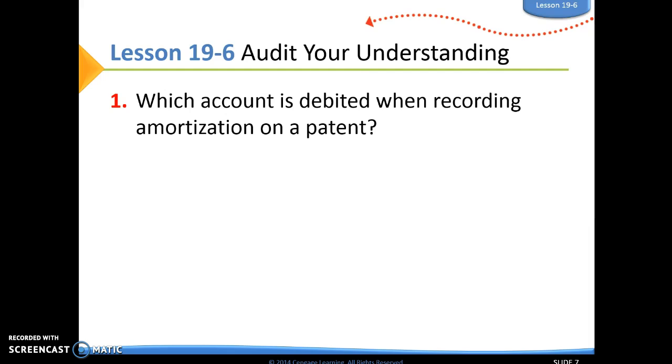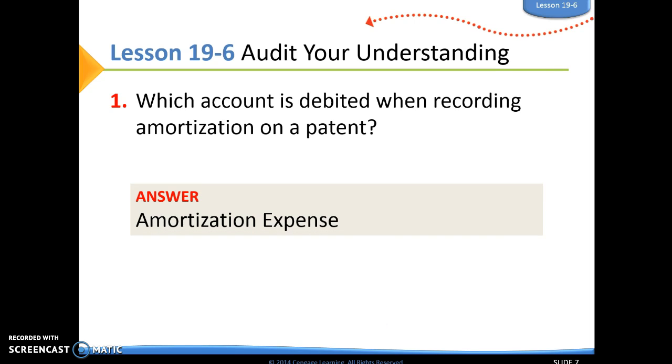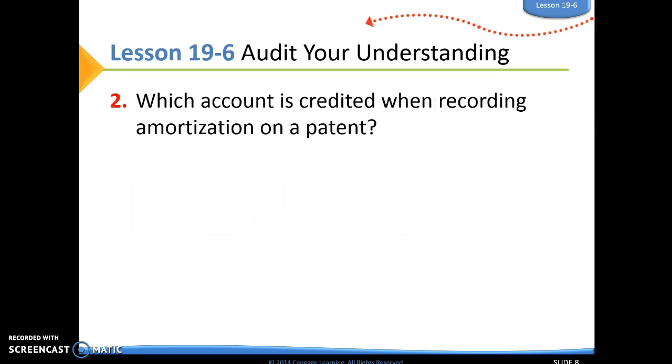Okay, number 1, which account is debited when recording amortization on a patent? Amortization expense would be debited. Patent would be credited. Which I just answered number 2. Which account is credited when recording amortization on a patent? Like I just said, that would be patent.